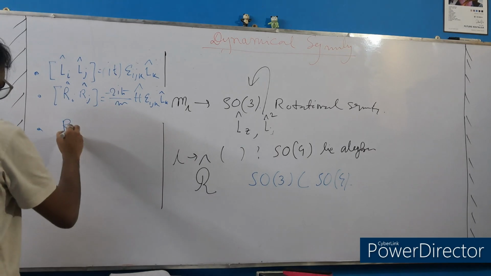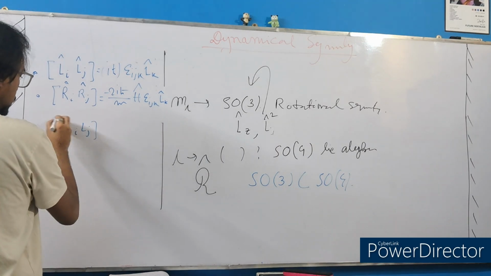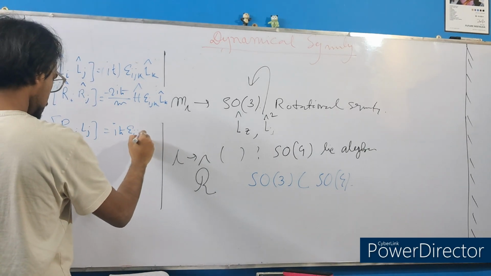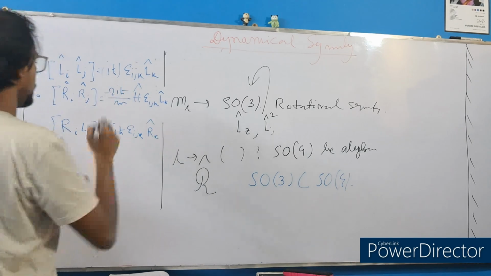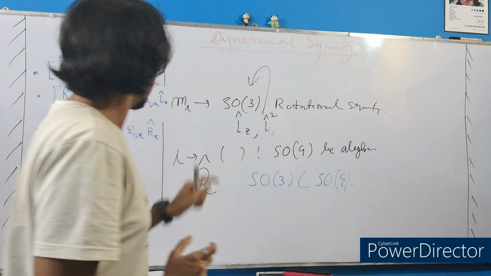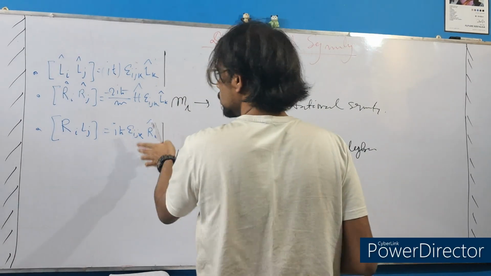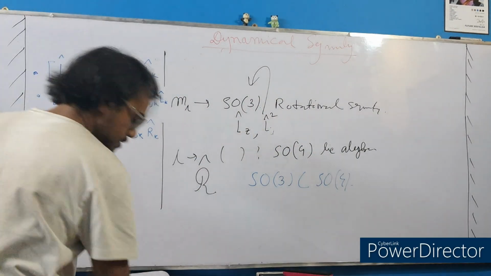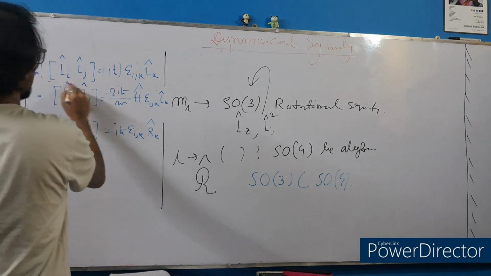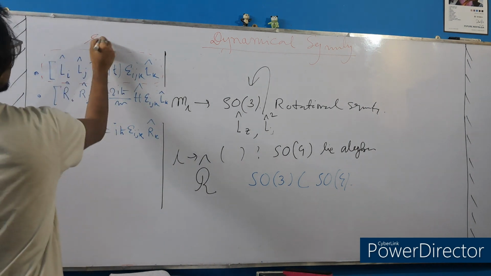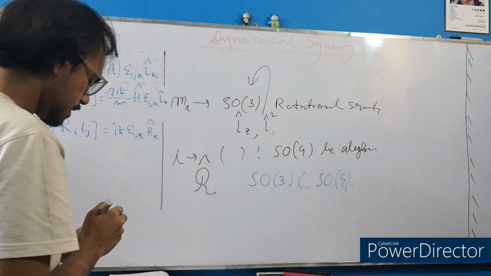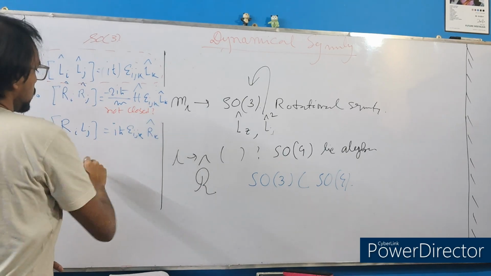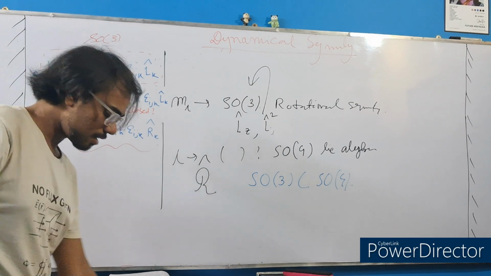And if you take [R_i, L_j], you will end up with iħ epsilon_ijk R_k. So if you see, this is closed, but these two have some kind of a problem here. You can claim that yes, this is obviously an SO3, you know that, but this is not closed. Same for this. Then what's happening here?